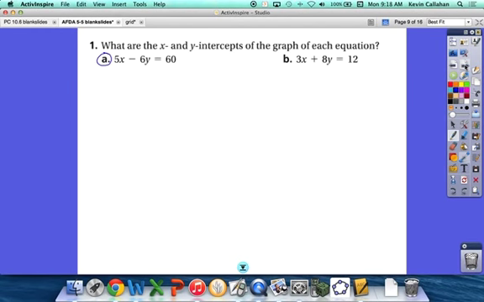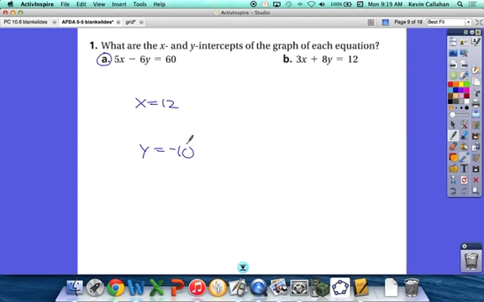Now, if you have it written on a piece of paper like that, you could probably do this with your finger. For me, I'm going to use my hand. If I want to solve for the x-intercept, I'm going to substitute y equals 0, so that whole term drops out. I'm just going to cover up the negative 6y. That means 5x equals 60, so x equals 12. And then I'll do the other: cover up the first term, negative 6y equals 60, so y equals negative 10.